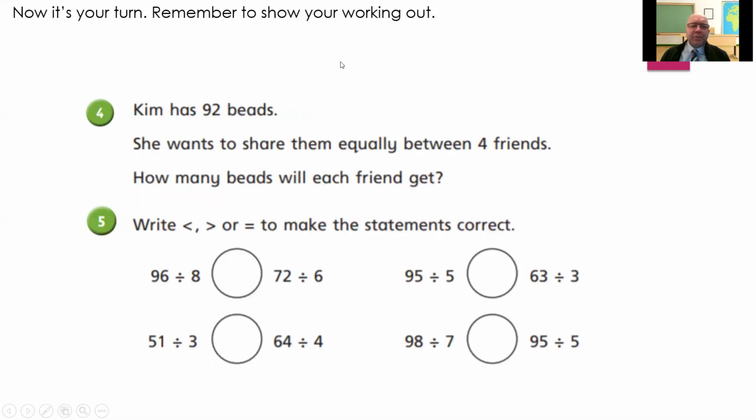Right, here's your turn. Kim's got 92 beads and she wants to share them equally between 4 friends. How many beads will each friend get? So there's a division question in there. And then for 5, less than, greater than, or equals will make these statements correct. So you're going to have to do 2 division facts each time and decide which one has the bigger answer. Pause the video, have a go.